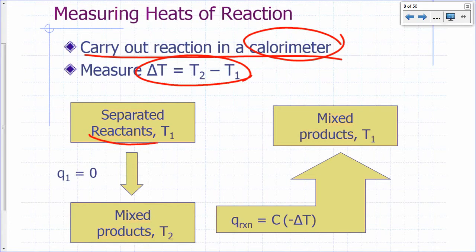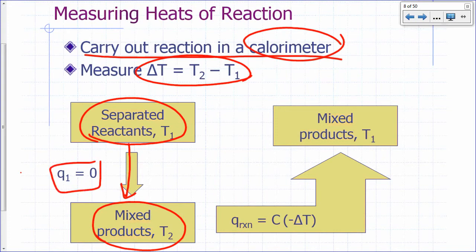Imagine you have separated reactants, all at the original temperature T1. You mix them in your calorimeter, and a reaction happens. Now you have mixed products in your calorimeter at a different temperature T2, because as a result of the reaction, typically the temperature will change. Your reactants have reacted, and you now have a mixture of products.